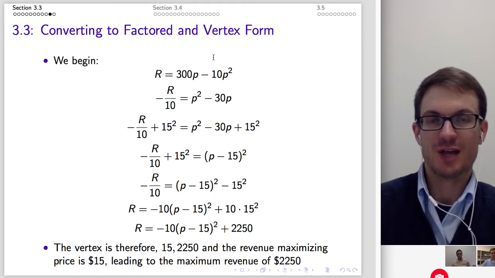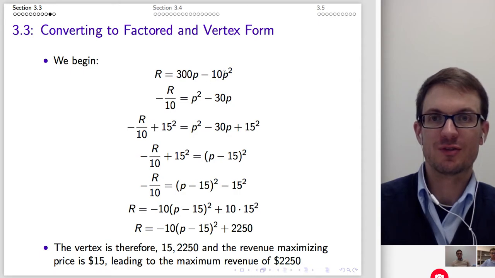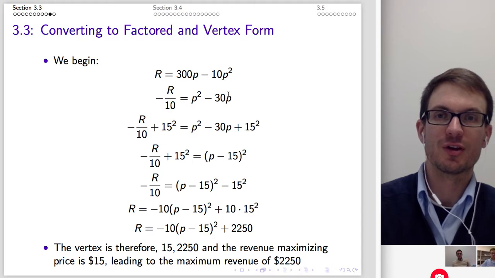Here my a term is not 1, my a term is minus 10. So I'm going to divide by negative 10. And when I do that, I'm going to get positive p squared minus 30p. All right, this is looking a little bit better.